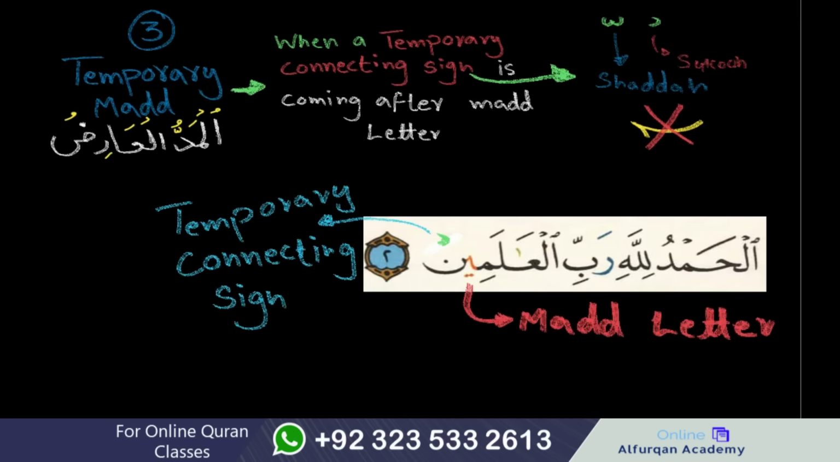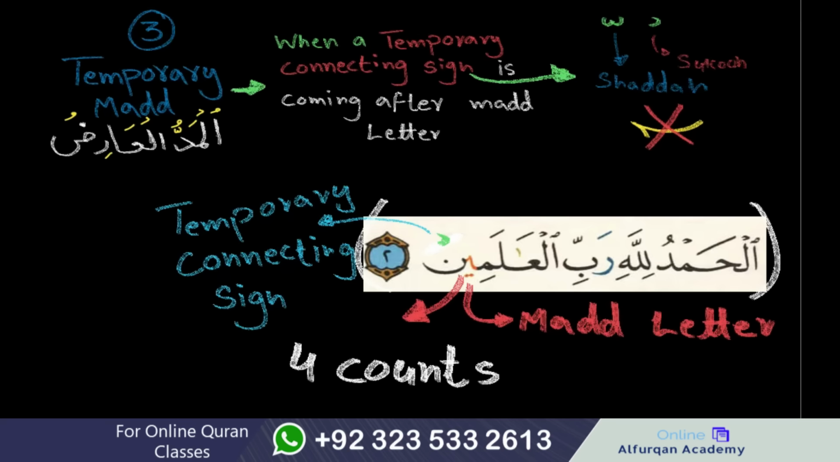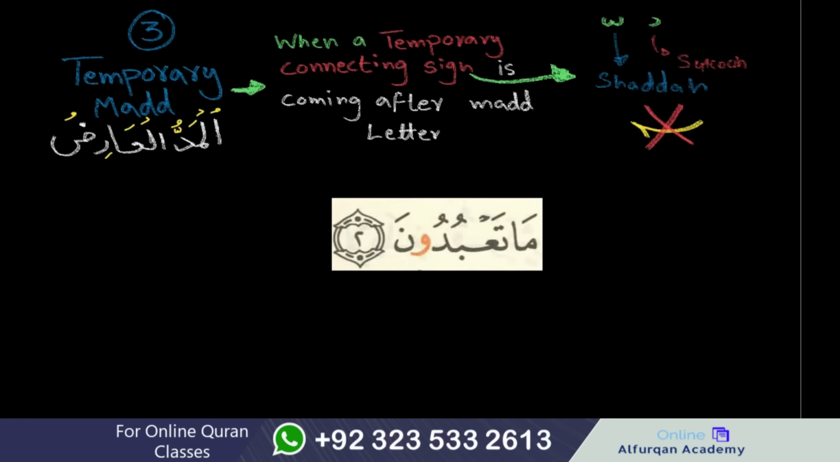Now you can see we have a mad letter, and after that, a temporary connecting sign is coming. In this case, we are going to make the me sound for 4 counts. It becomes meen. The last syllable, we are going to make it for 4 counts. Meen. Let's read the complete word. Alameen. Now we can read the complete ayah. Alhamdulillahi Rabbil Alameen. Let's take another example.